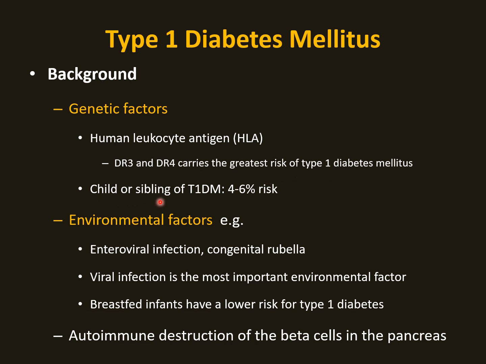For a child or sibling of a patient with type 1 diabetes mellitus, the risk is 4 to 6%. Environmental factors: viral infection is the most important environmental factor for development of type 1 diabetes mellitus, for example, enterovirus or congenital rubella. Breastfeeding decreases the risk of type 1 diabetes mellitus. Any of these factors or all of them contribute to development of antibodies, and these antibodies eventually will destroy the beta cells, causing deficiency of insulin and development of type 1 diabetes mellitus.